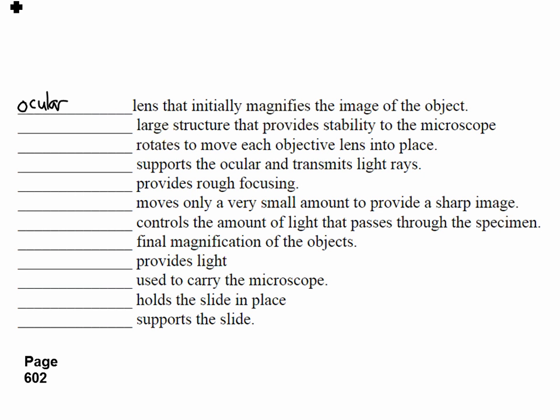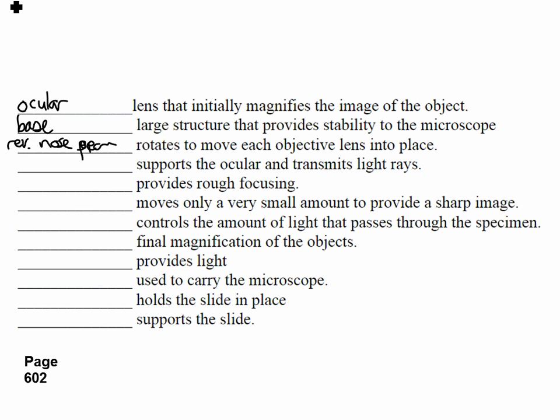The large structure that provides stability to the microscope. Yep, the base. It rotates to move each objective lens in place. Jess? Oh, goodness, that's no fun. Yeah, Jay? Revolving nose piece. Oh, revolving nose piece. Okay, you get the idea.